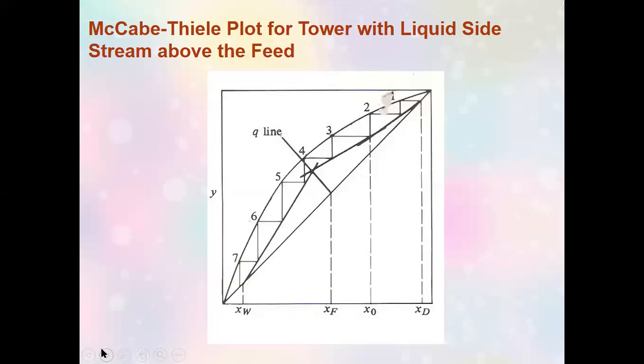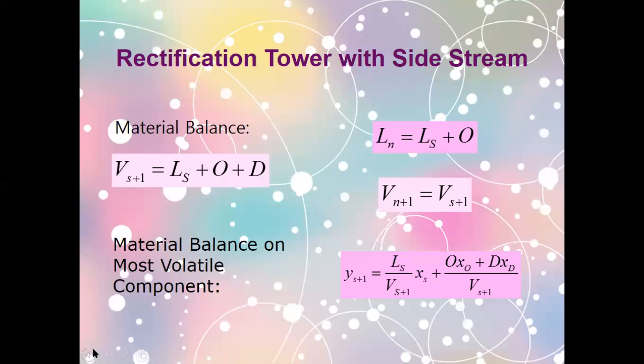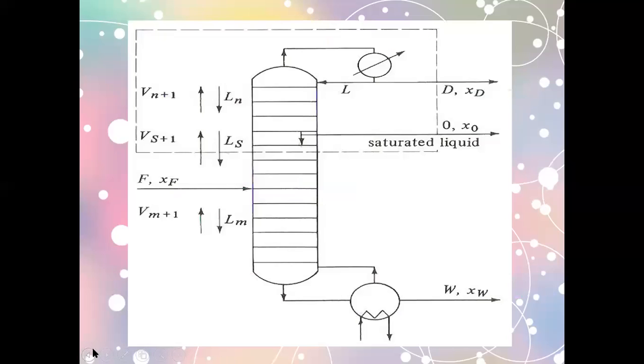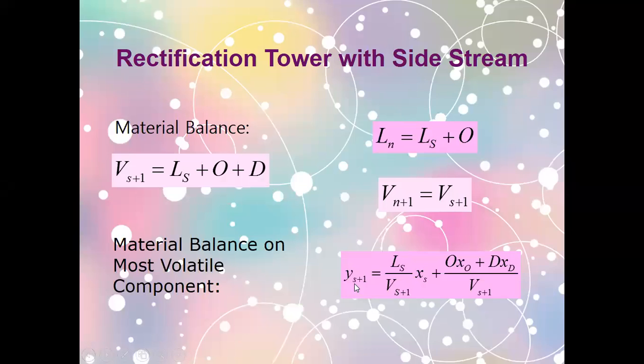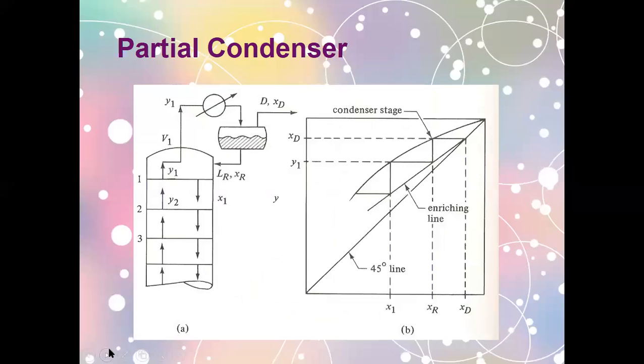Okay. Now, if that particular scenario is drawn using a McCabe-Thiele diagram, you will now have three operating lines plus the feed line. This is the operating line for the side stream. The operating line for this particular side stream is this one. It is labeled s plus 1. So it is now considering the side stream. Okay.